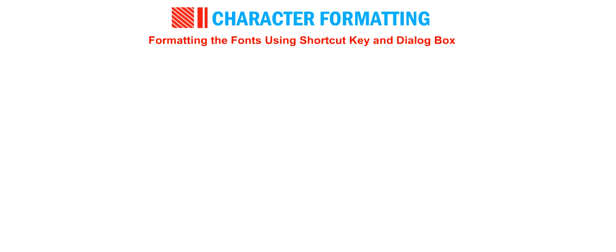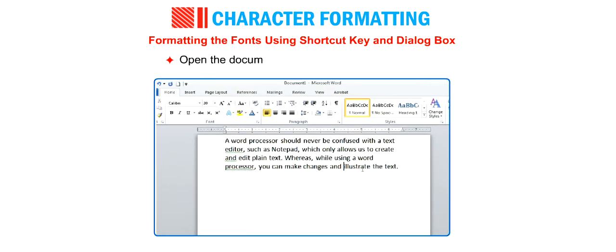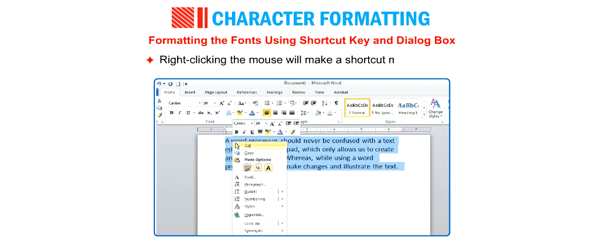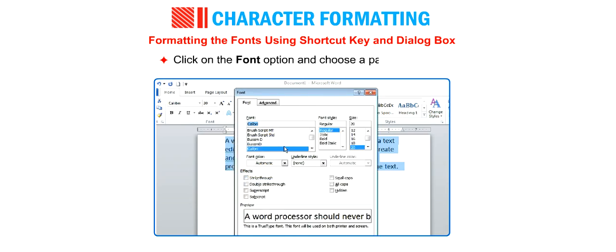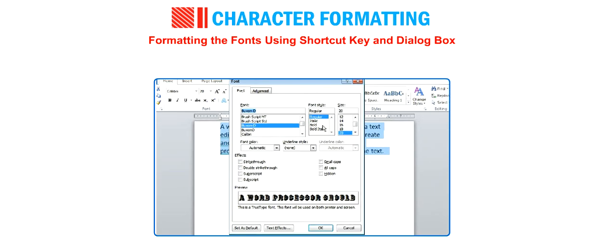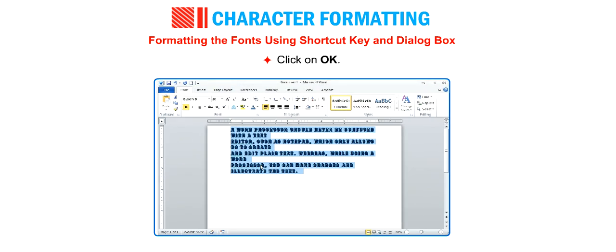Formatting the fonts using shortcut key and dialog box. Open the document and select a section of the text. Right-clicking the mouse will make a shortcut menu appear. Click on the font option and choose a particular font. Choose the font style. Click on OK.